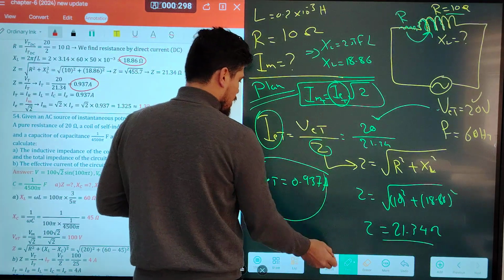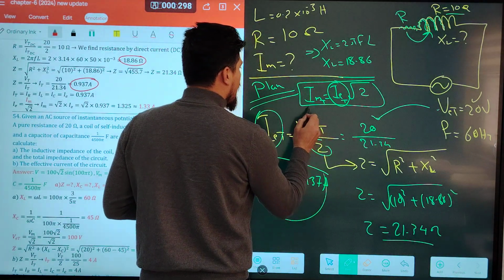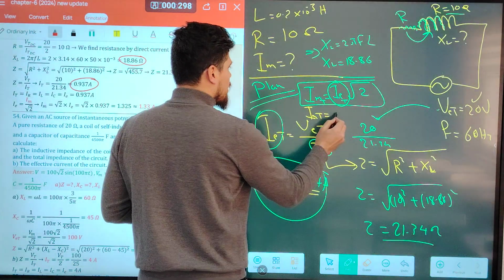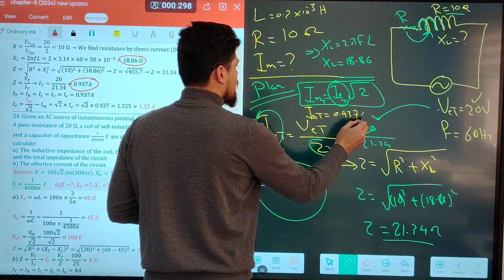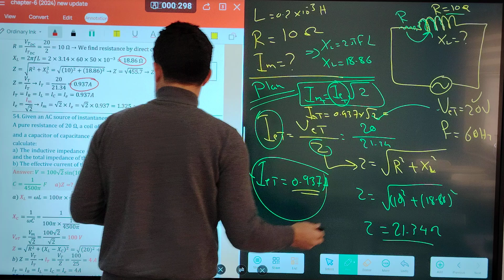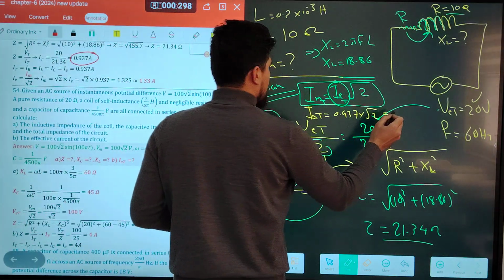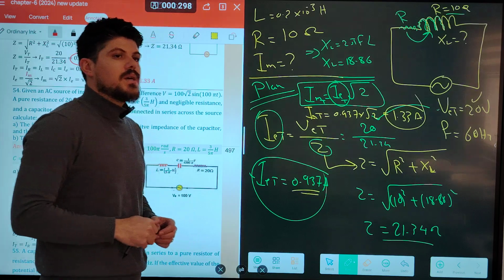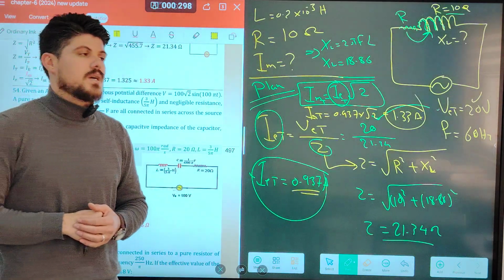There is a relation between maximum current and effective current. Replace into this equation in order to find what? IM total. IE total, 0.937, times what? Times radical 2, which is equal to 1.33 ampere. What is this? This is the maximum value of the current.